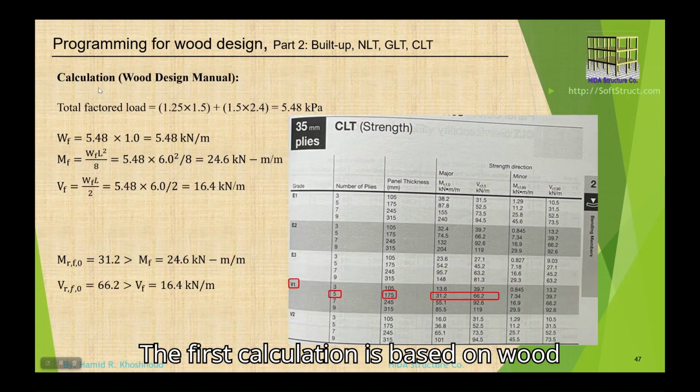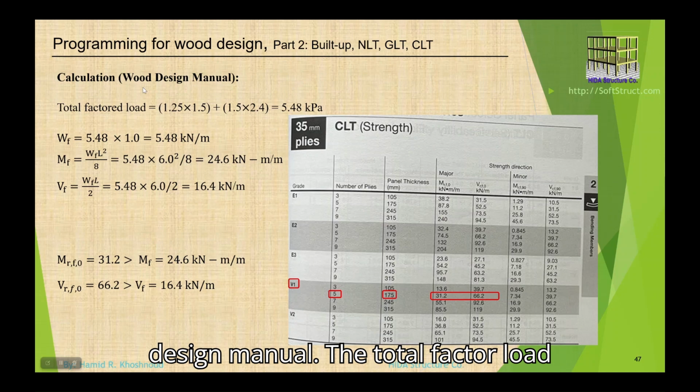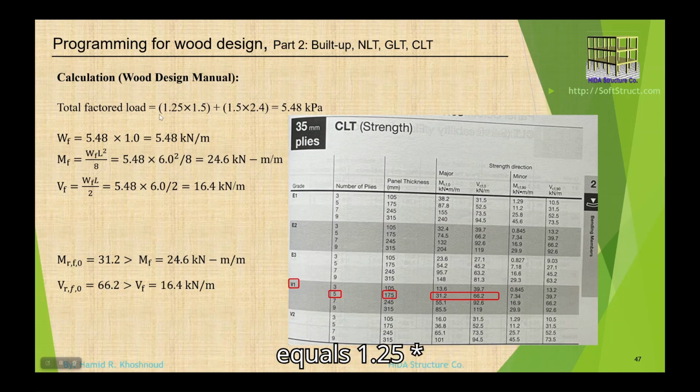The first calculation is based on the Wood Design Manual. The total factored load equals 1.25 multiplied by 1.5 plus 1.5 multiplied by 2.4, which equals 5.48 kilopascal. WF is equal to 5.48 multiplied by 1, which is 5.48 kilonewton per meter.